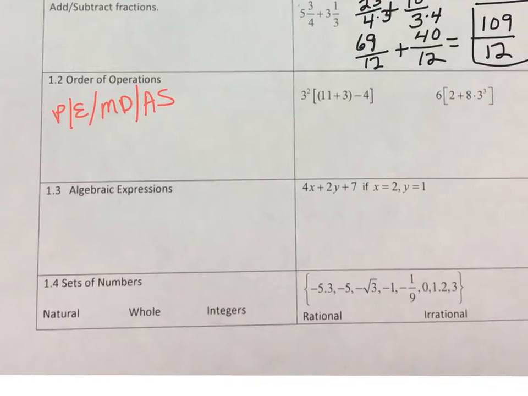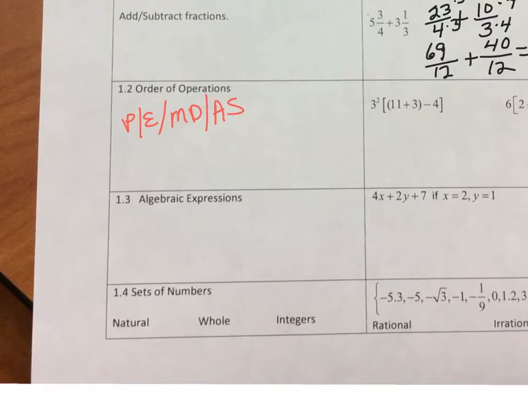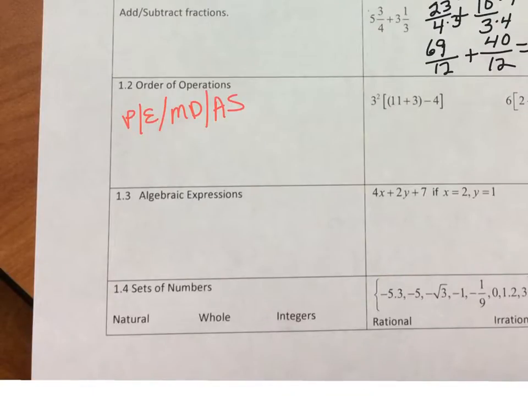So, considering this first problem, if we work inside the parentheses, the innermost set of parentheses is that 11 plus 3, which is 14. So I do 3 squared times 14 minus 4. Parentheses aren't done, so I better keep going. So I'd have 3 squared times 14 minus 4 is 10. Now the parentheses are done.